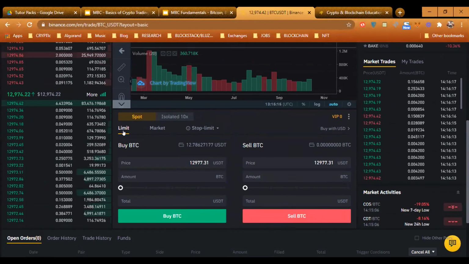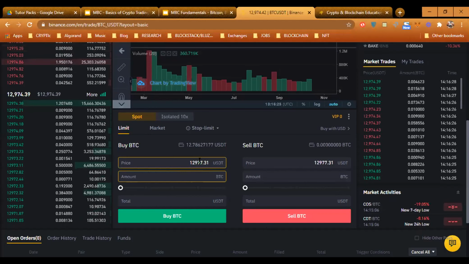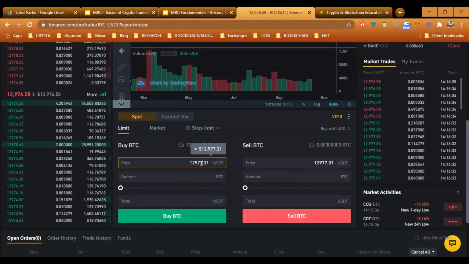So here I am, at limit order. This is the price of Bitcoin. If I think that BTC is going to drop, I'm going to tell myself, instead of buying at 12,977, I want to buy at this price. Maybe I want to buy $100 less, because I think that BTC is going to drop. I'll change it and put it here. Okay? So I'm going to buy BTC at this price. Right? That's what it is.